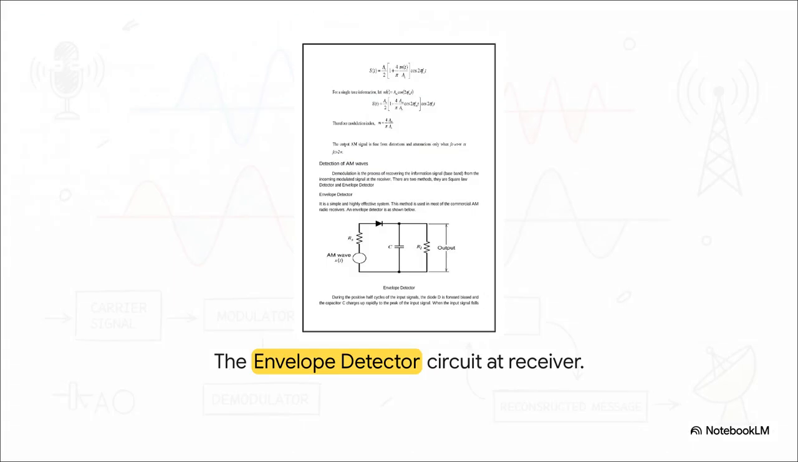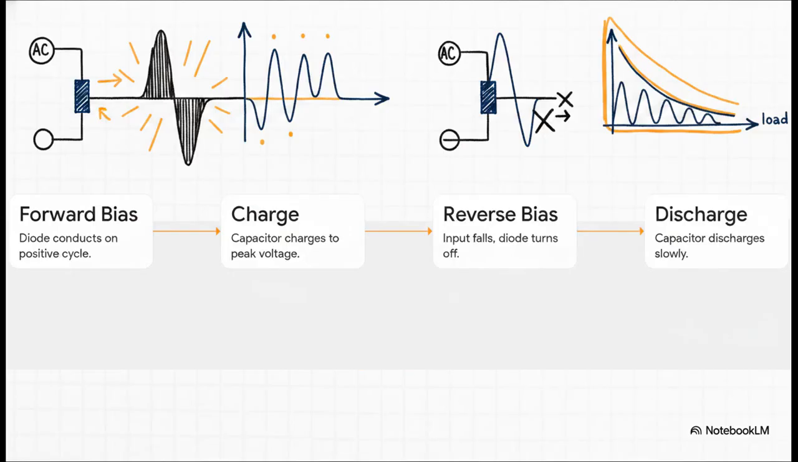On the flip side, at the receiver, well, we have to get that message back out, right? To do this, we use a beautifully simple circuit found in almost all commercial AM radios, the envelope detector. Its entire job is to rip open that high-frequency carrier envelope we just created and extract the low-frequency letter inside. Let's walk through how this elegantly simple setup works.